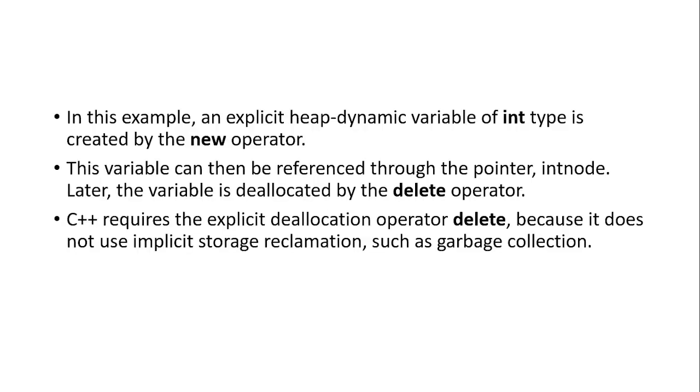So in this example, an explicit heap dynamic variable of int type is created by the new operator, and this variable can then be referenced through the pointer intnode, because that is the name given to it. Later the variable is deallocated by the delete operator. C++ requires the explicit deallocation operator delete because it does not use implicit storage reclamation such as garbage collection. Languages like Java have this facility, but C++ requires the explicit deallocation operator delete.